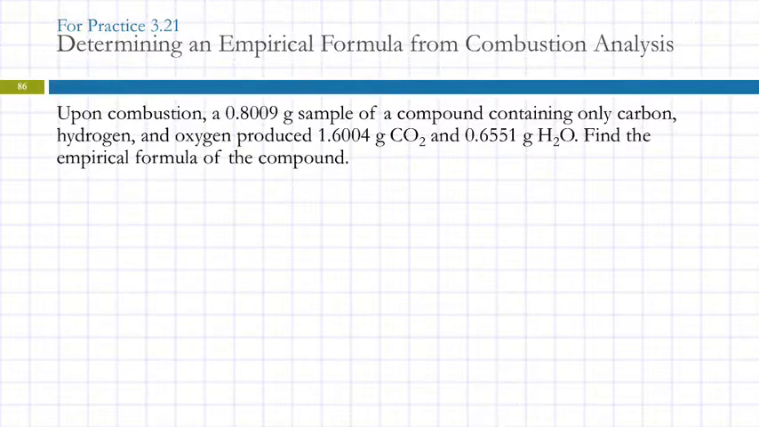Upon combustion, a 0.8009 gram sample of a compound containing only carbon, hydrogen, and oxygen produced 1.6004 grams of CO2 and 0.6551 grams of H2O. Find the empirical formula. So this one's a little bit different because we have carbon, hydrogen, and oxygen. So we can calculate the moles of carbon and hydrogen like we did in the last problem. So I'm going to do that kind of quickly here.